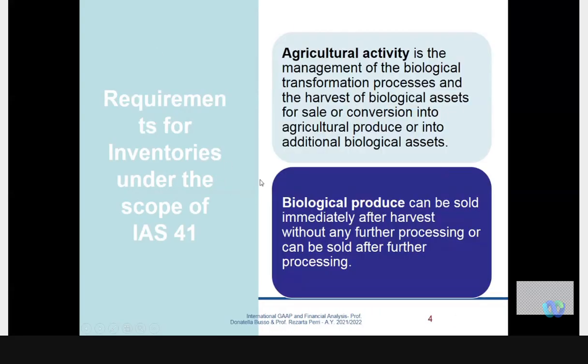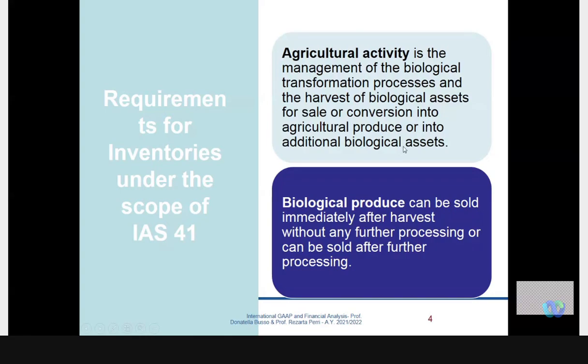Something that we all have to know: there are 2 different concepts. Sometimes we may mismatch or misassociate them with each other, but they are 2 distinct things. First, there is the agricultural activity, which is the management of the biological transformation processes and the harvest of biological assets for sale or conversion into agricultural produce or into additional biological assets. Now you see here that there are two different things. One is agricultural produce, and the other is biological assets.